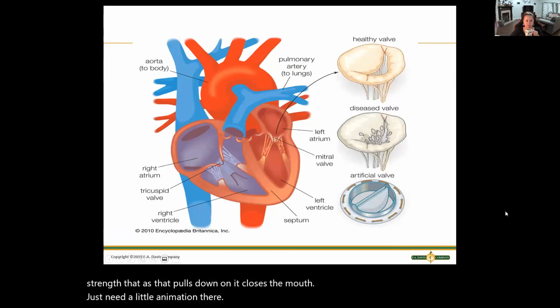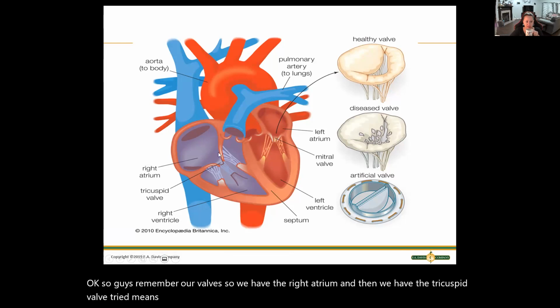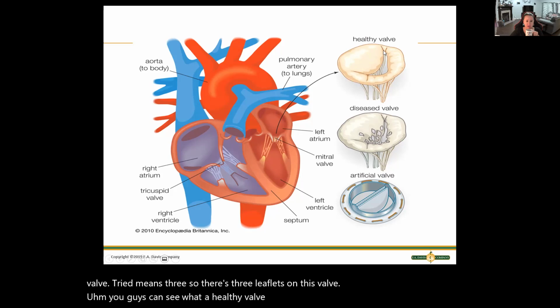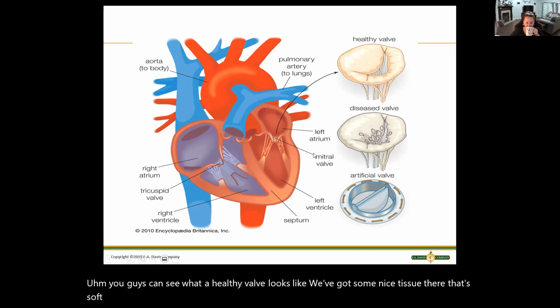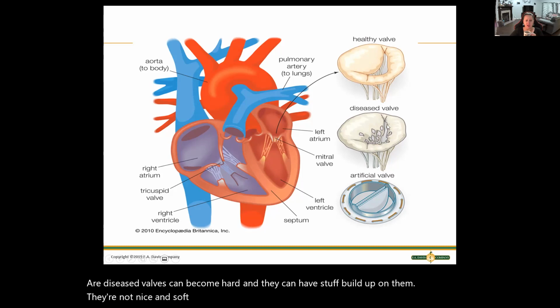Okay, so guys, remember our valves. We have the right atrium, and then the tricuspid valve. Tri means 3, so there are 3 leaflets on this valve. You can see what a healthy valve looks like. We've got some nice tissue there that's soft and flexible. Diseased valves can become hardened. They can have stuff build up on them. They're not soft and flexible, and so when they close, they don't close all the way, or they close improperly.